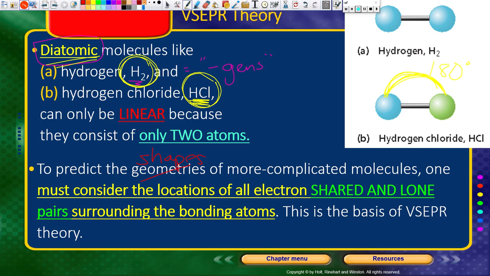Now I want to add one word in here. What constitutes a shared pair? Starts with a B. A bond. The shared pair is the bond. One more time. The shared pair is the bond. How do you draw a lone pair?